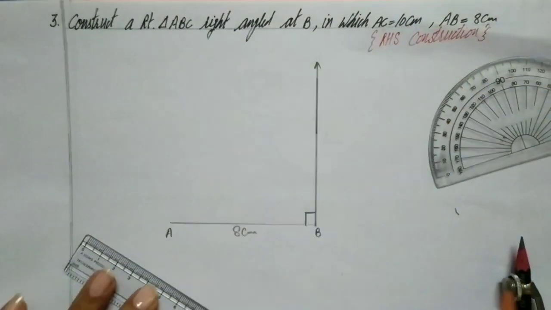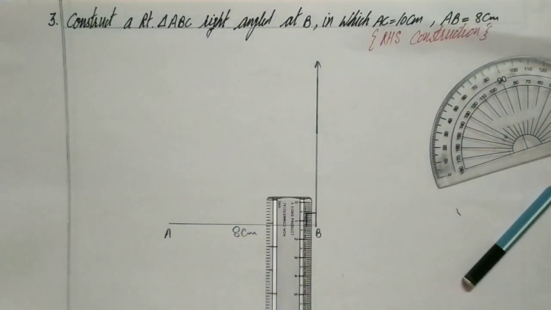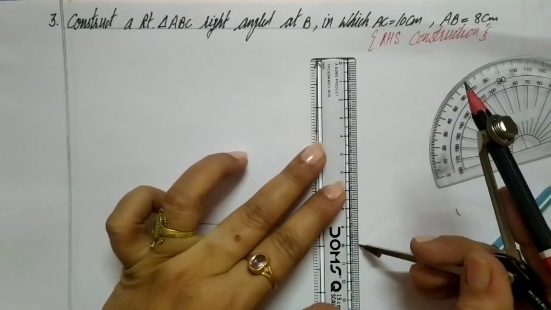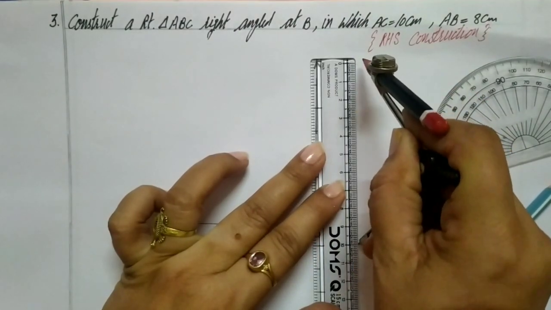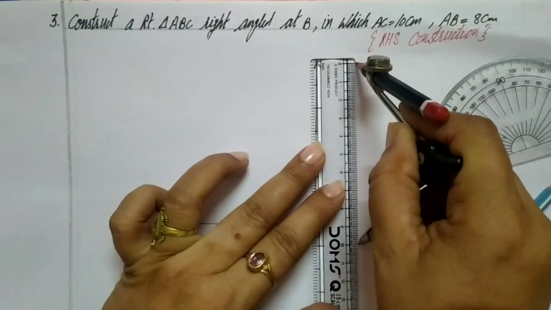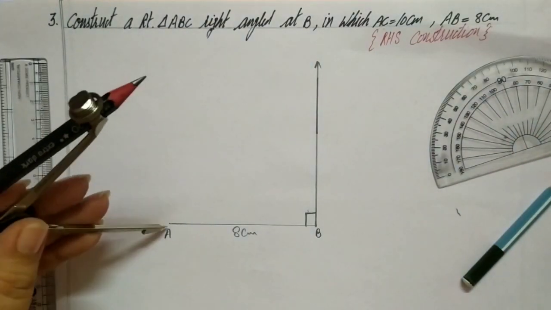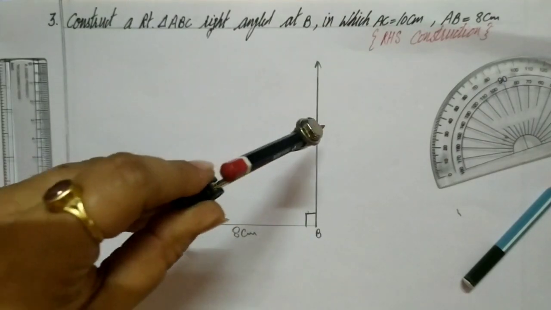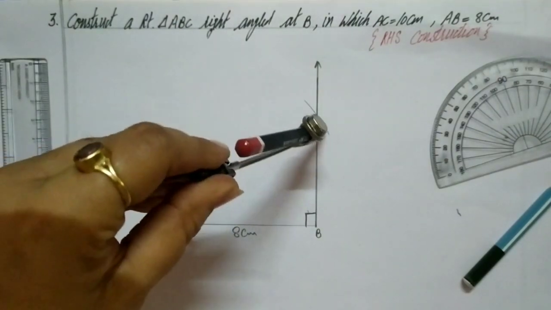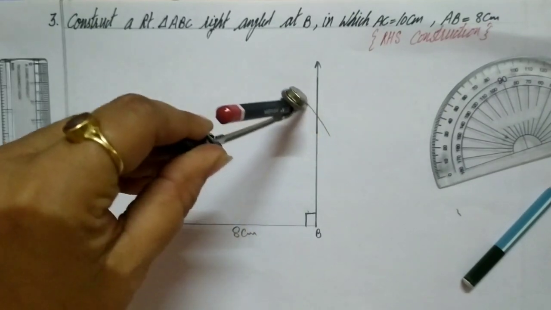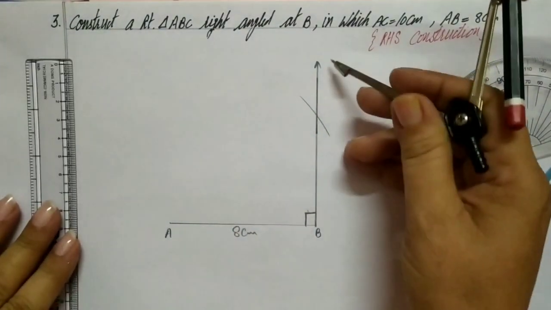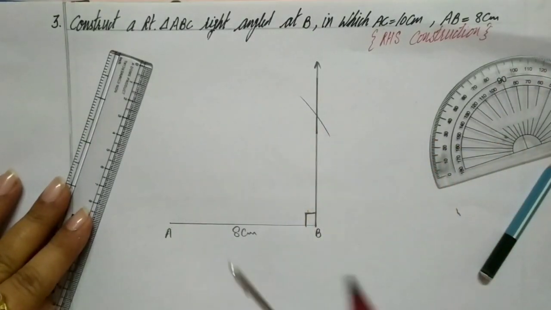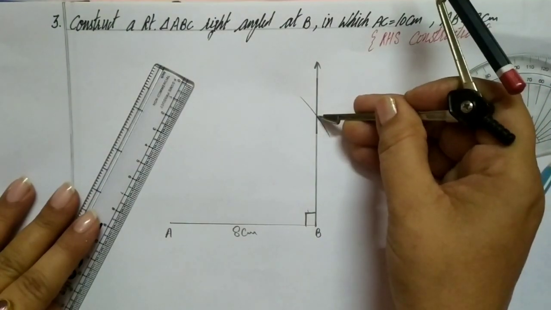Now the length of AC is given as 10 centimeter. For that, open your compass 10 centimeter with the help of the scale. Yes, it's 10. So put the pin of your compass at A because the length is AC. So A must be the center. Intersect this ray at a point at a distance of 10 centimeter from point A. So this is the point of intersection now.